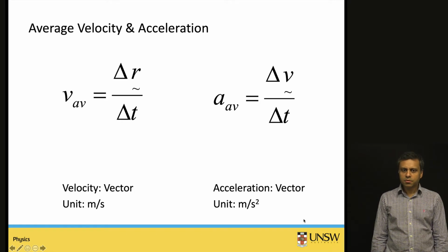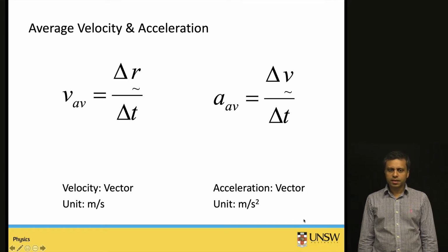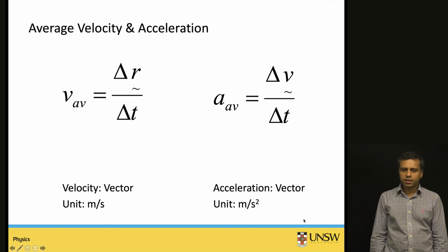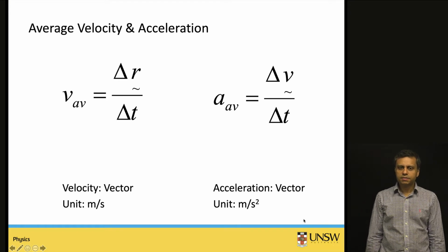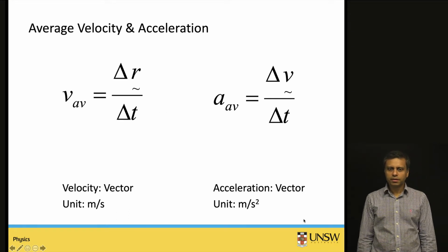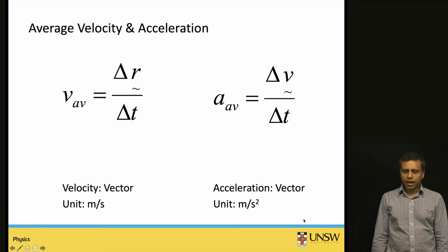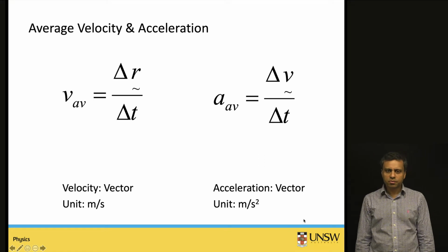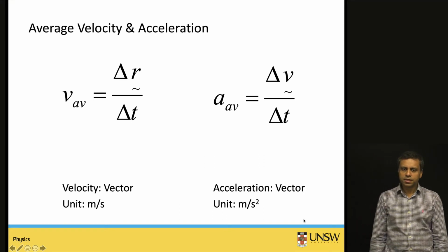Then we have another quantity that tells us if the velocity is changing over time or not, and this is called acceleration. In this case, we define an average acceleration as change in velocity over change in time, so some velocity interval delta v over the time interval in which that change in velocity took place. As you can see, acceleration is also a vector quantity, and from this equation you see that it has the units of meters per second squared.